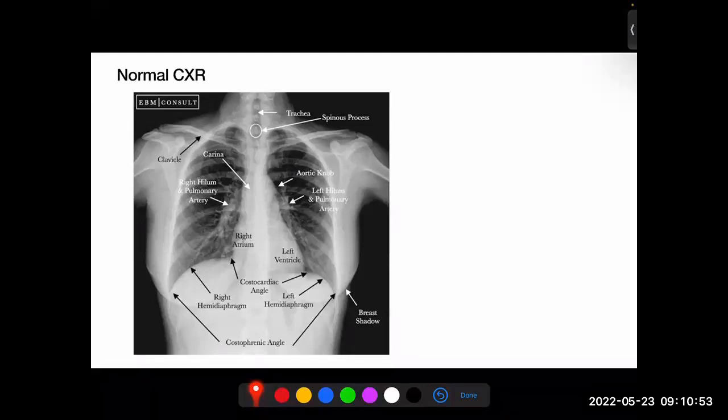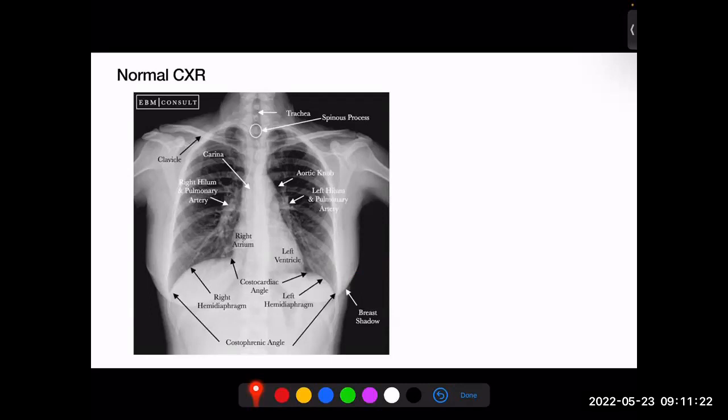Yes. So these costophrenic angles have to be sharp. As we are going to see in the coming cases, there might be fluid up here, or other things, so the costophrenic recess is not sharp. Then what is this? Are you guys seeing this outline? Yes. What is that? The breast. Those are the breast shadows.